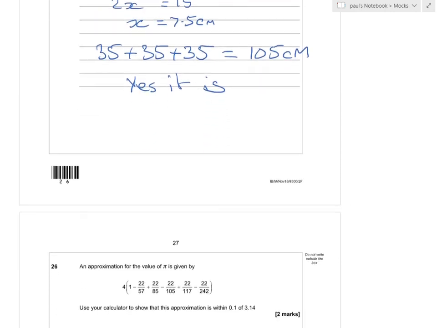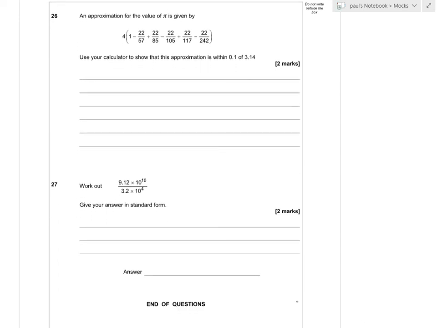An approximation for the value of pi is given by 4 times 1 minus that, plus that, minus that, plus that, minus that. Use a calculator to show that the approximation is within 0.1 of 3.14. Right, calculator.